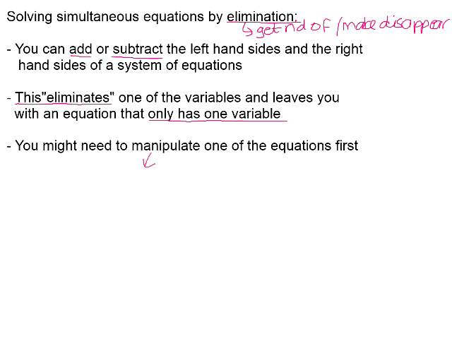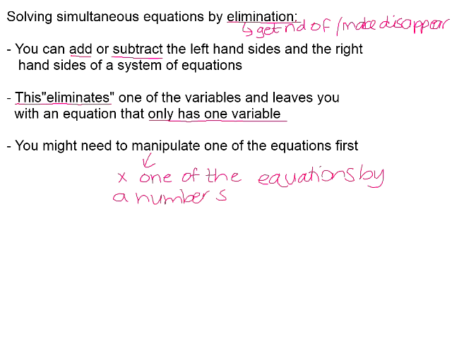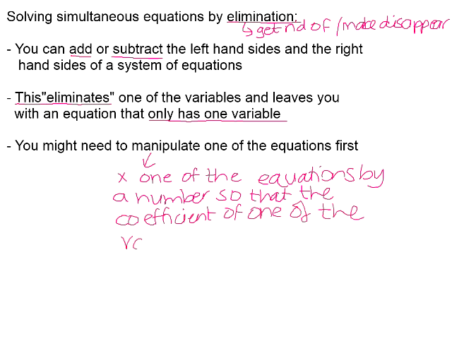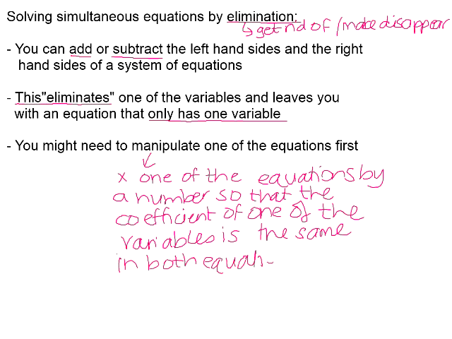So you might need to multiply one of the equations by a number so that the coefficient of one of your variables is the same in both equations. Because if their coefficients are not the same, when we subtract them or add them, they're not going to eliminate each other. I'm going to show you what I mean by that now.